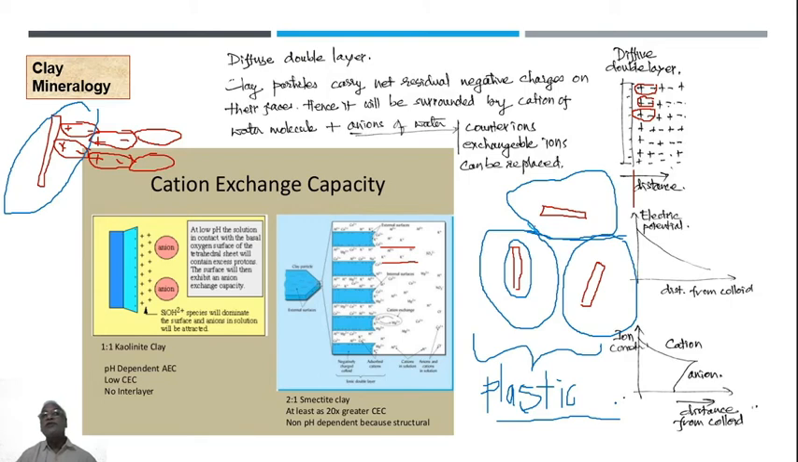Without the presence of water, clay will not act as a plastic material. When it is dry, you will not be able to make a bend, as the plastic nature will not be there. So the water, because of its dipole nature, plays an important role in bringing plasticity to soils. Okay.